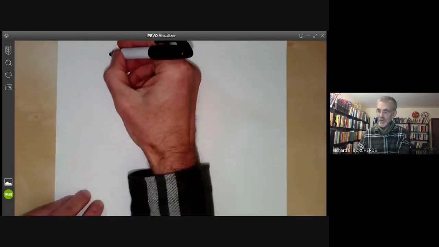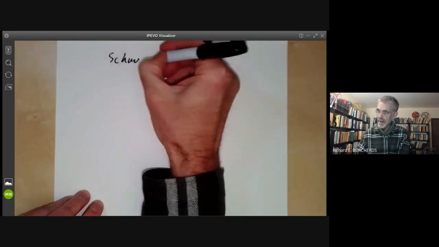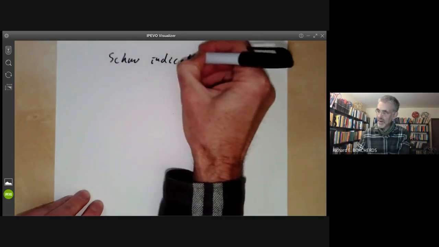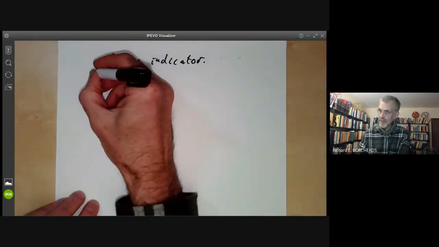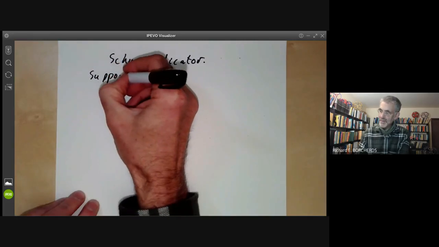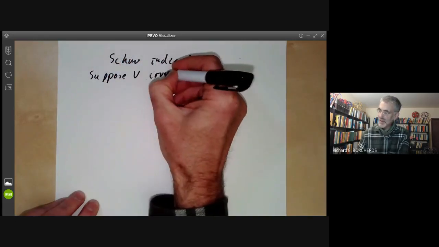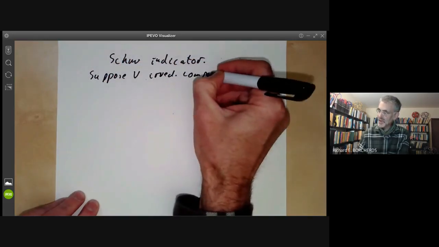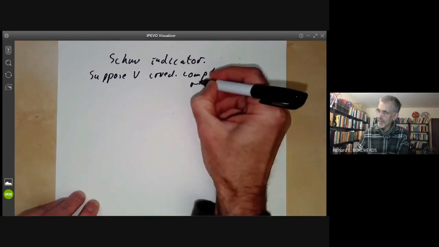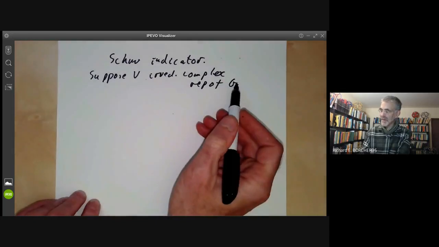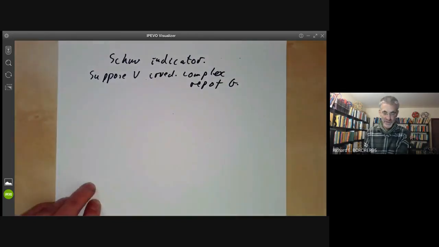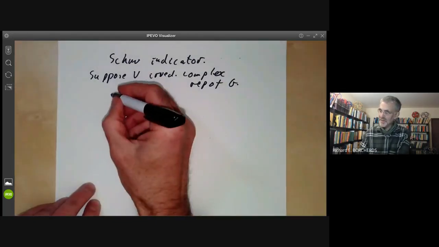This lecture will be about the Schur indicator of representations. So this is a method for solving the following problems. Suppose that V is an irreducible complex representation of a finite group G. So we're going to take G to be finite and V to be finite dimensional throughout. Then we can ask the following questions.